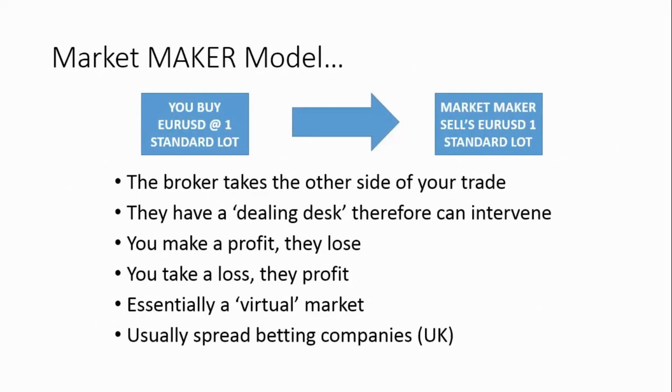So the market maker model first. As we've mentioned, if you were to buy euro dollar at one standard lot or a pound a point, whatever it may be, the market maker, the broker, is physically on the other side to you. Because of this, they need a dealing desk in order to do those transactions. Therefore, they can intervene with certain trades. They can turn your trade down, they can slow the whole process down, and that can cause you a number of different headaches when it comes to your trading. When you make a profit on a trade, obviously they will lose on it. However, the flip side of that is if you lose on a trade, they will profit.